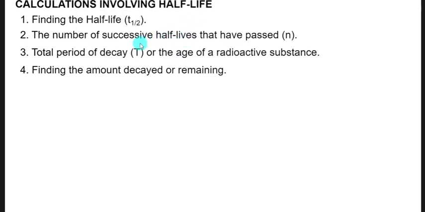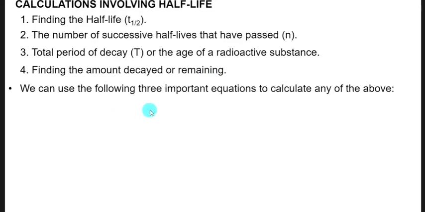The question can come asking you to find the half-life, to find the number of successive half-lives that have passed, to find the total period T, or the age, or to find the amount decayed or remaining. So we can use the following 3 important equations to calculate any of the above. In fact, I never used the 3, I just reduced them to 2. The third one may complicate your work.